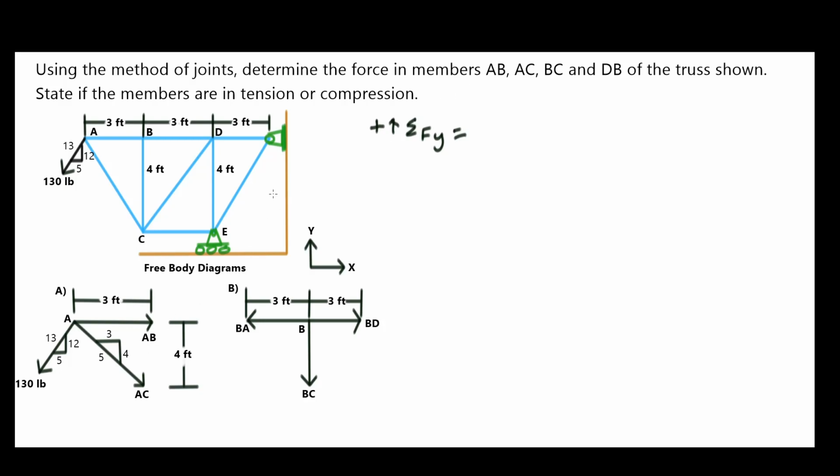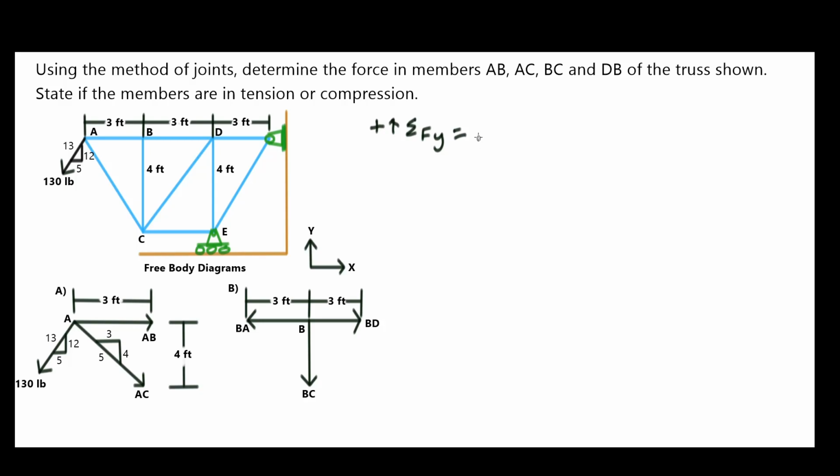So both of these values over here are going in the negative y direction, using our axis that we determined for our free body diagram. So force 1, this force is going down at 130 pounds, and then AC is also in the negative.